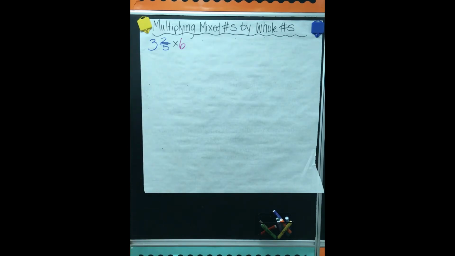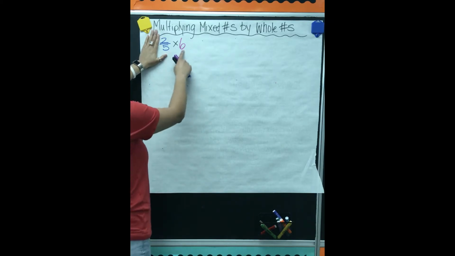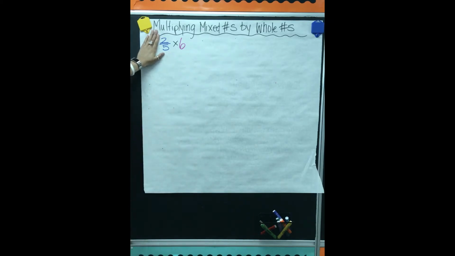If I had just this, 2/5 times 6, what would our answer be? What number would our answer be? Would it be a whole number or would it be a mixed number or a fraction? Hopefully we're all saying that it would be a mixed number or a fraction because 5 does not go into 6 evenly. That rule and thinking still applies here. So 3 2/5 times 6 is going to give us a mixed number.